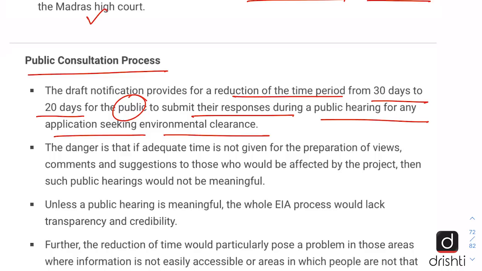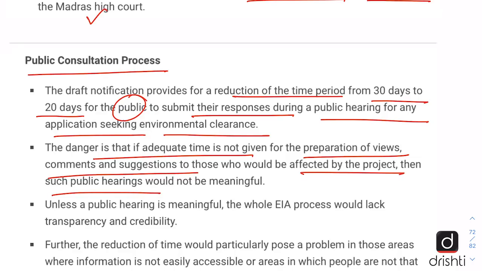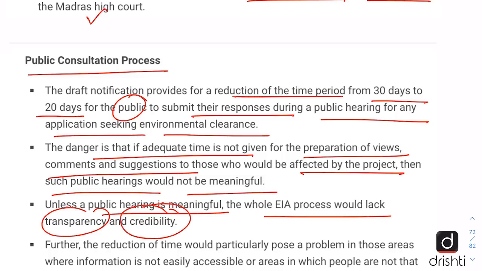So the danger here is that if adequate time is not given for the preparation of views, comments and suggestions for those who would be most affected by a project, then such public hearings would not be meaningful. And if the public hearing is not meaningful, the whole EIA process would lack transparency and credibility. And especially this would pose a problem in those areas where information is not easily accessible or areas in which people are not that well aware of the process itself.